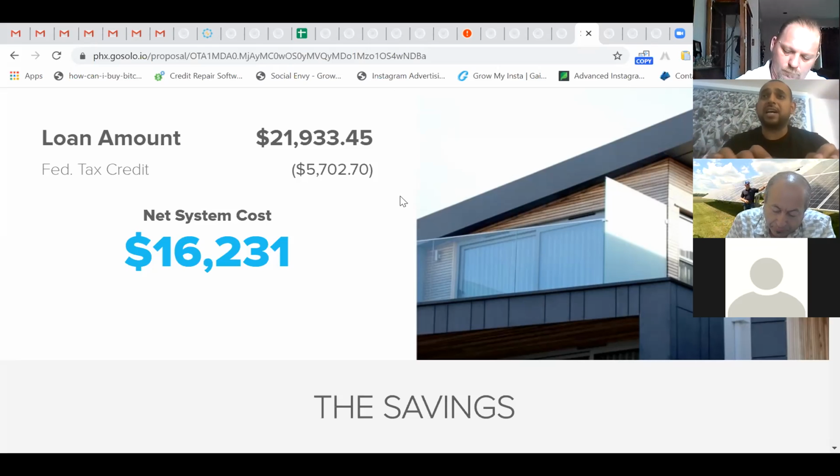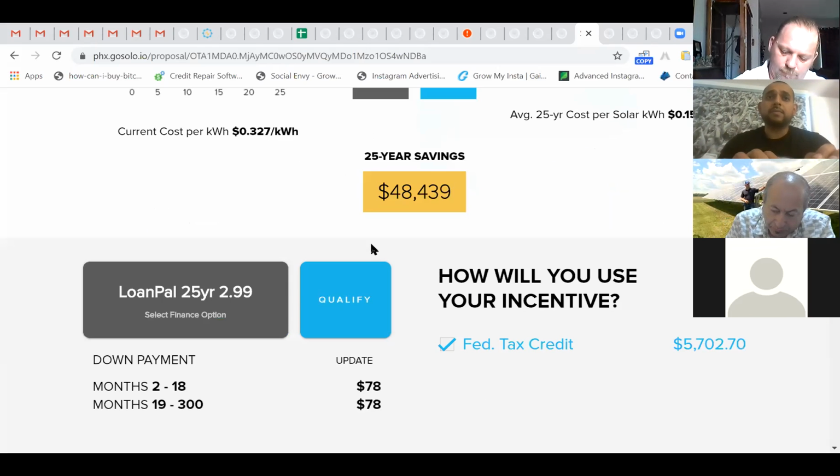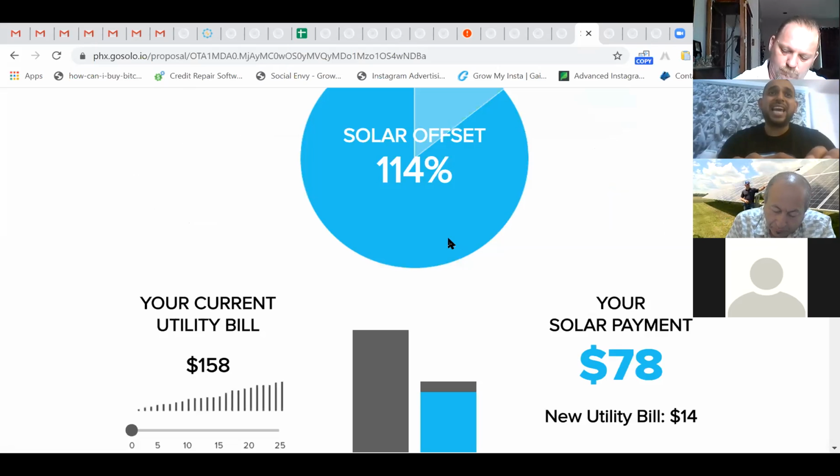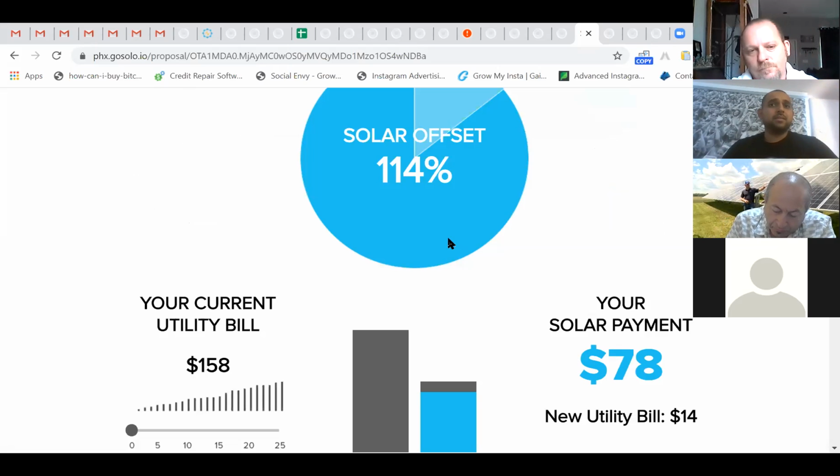Now, check this out. This customer is going from 158 to 78. How much money is that? $70? Ain't that crazy? We're saving this customer $70 per month. How much is that per year? About $800 a year. And more importantly, it's locked in. So when the payment in 5 years goes up to nearly 200, you're still at 78.